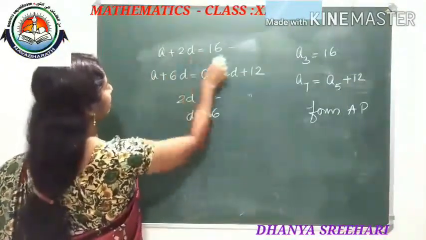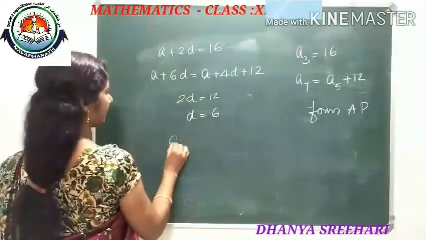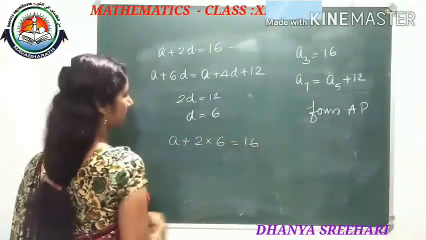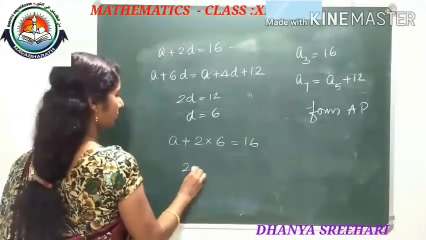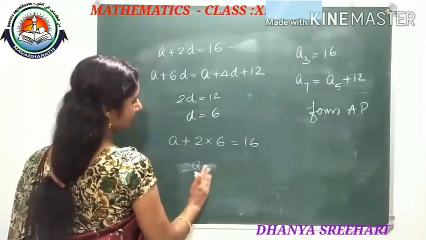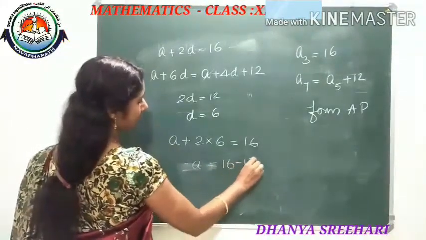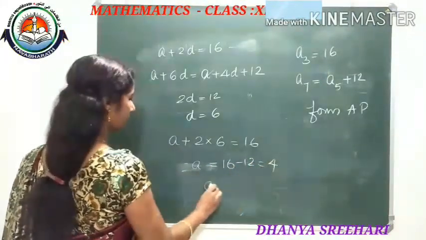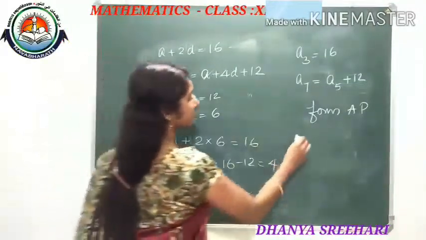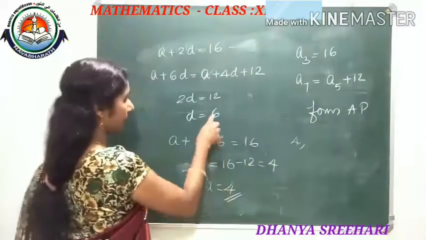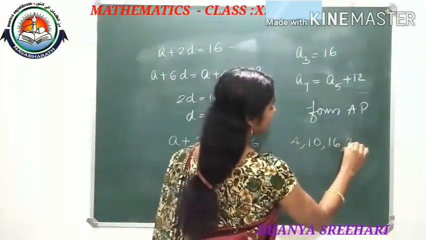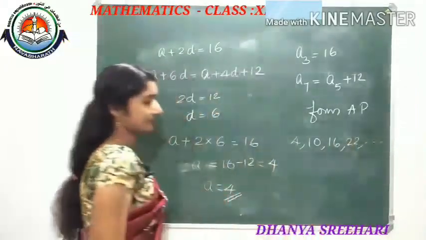Then we can put the value of D in this first equation. So it will come A plus 2 into 6 is equal to 16. 2 sixes are 12. So A plus 12 is equal to 16, or A is equal to 16 minus 12, which is 4. So we got the value of A is equal to 4. And what is the AP? First term 4, second term 4 plus 6 is 10, 10 plus 6 is 16, 16 plus 6 is 22, and so on.